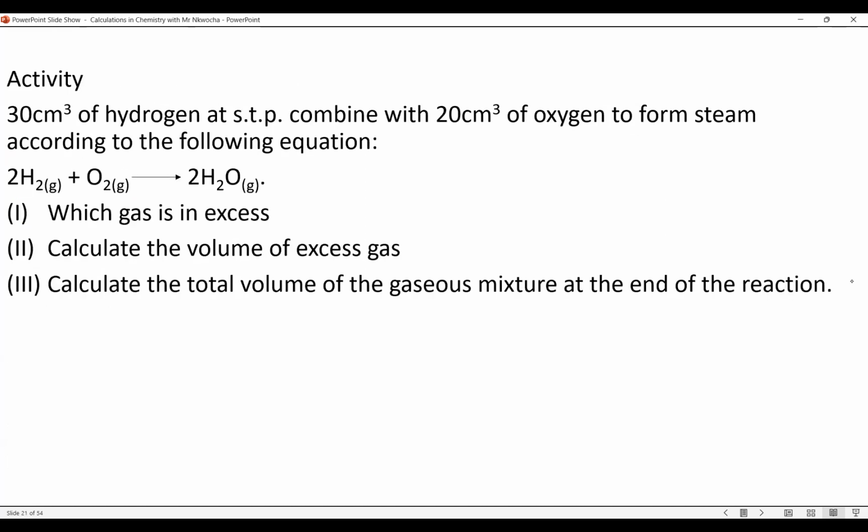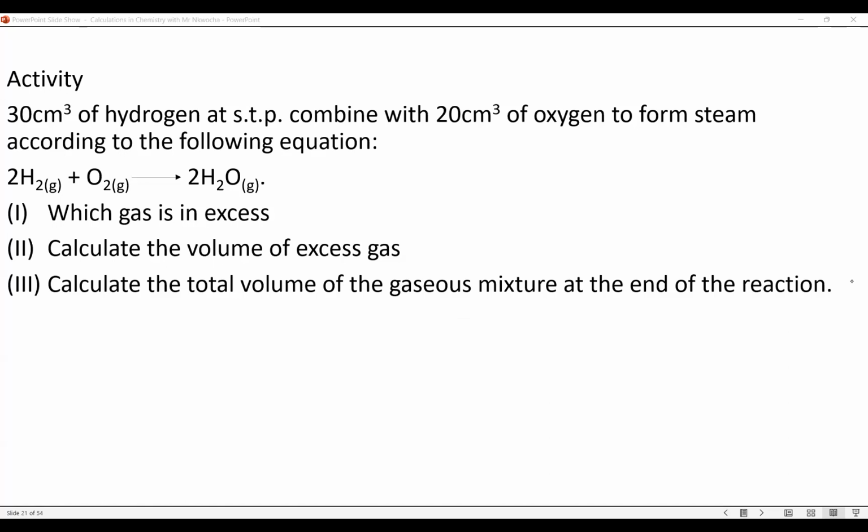This is where you talk about Gay-Lussac's law. I'm kind of doing it every time. So 30 cm cube of a gas, hydrogen, combines with 20 cm cube of oxygen to form steam in this equation. Which one is in excess? Oh my God, how do I know? They never told us any one is in excess. But come on, chemistry people, now, wow. How do we know?